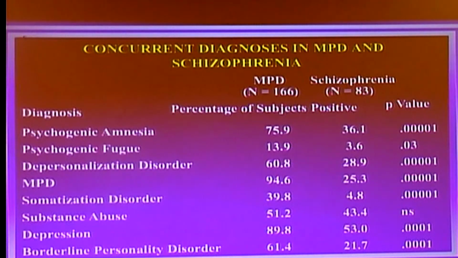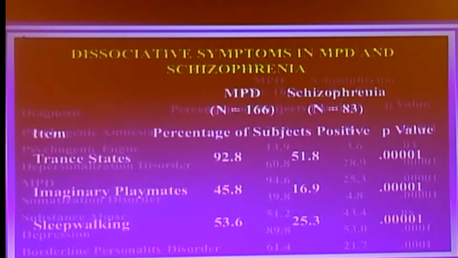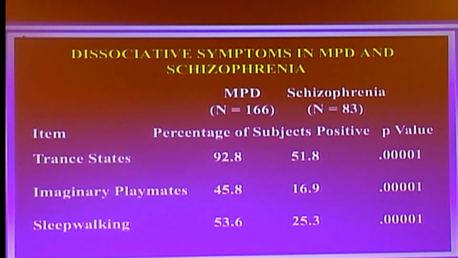So the DID people have more psychosomatic symptoms, about the same level of substance abuse, more depression, more borderline. But again, it's not like the schizophrenia column's all zeros. It's just the same thing to a greater degree in DID. What do the DID people have to a greater degree? They have more dissociation and more schizophrenia. Because the symptoms used to define schizophrenia, the DID people have more than the people with schizophrenia. So how does this make any sense? It doesn't have to make sense because it's psychiatry.